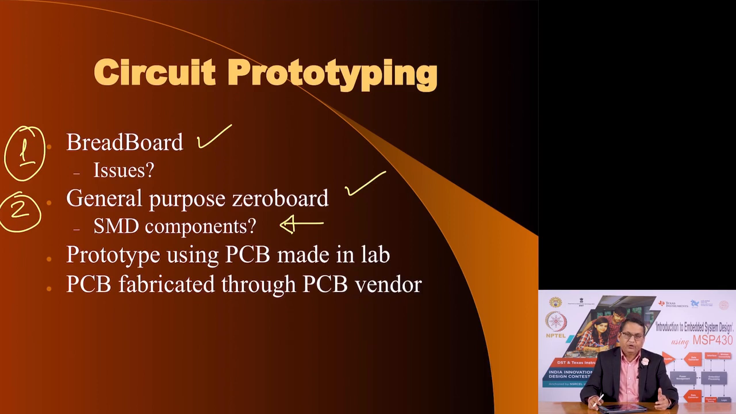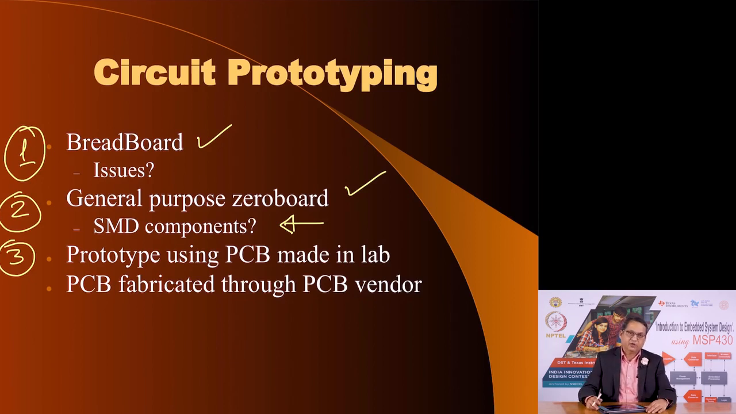And the third option is that you can prototype by creating a printed circuit board in the lab. In fact, we have a dedicated session on how to go about building a breadboard circuit, how to build a general purpose zero board circuit, and then how to prototype a printed circuit board in the lab. It's a quick and dirty method of creating at least a single-sided board, and with a little more effort, you can even create a double-sided board. That means a circuit board in which there are copper tracks on both sides.